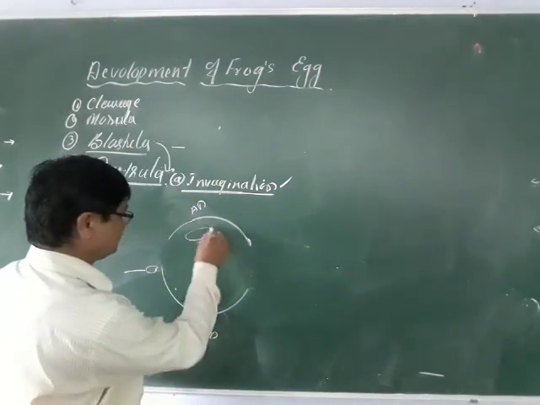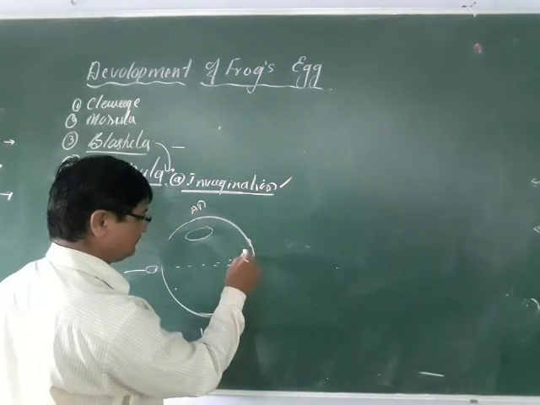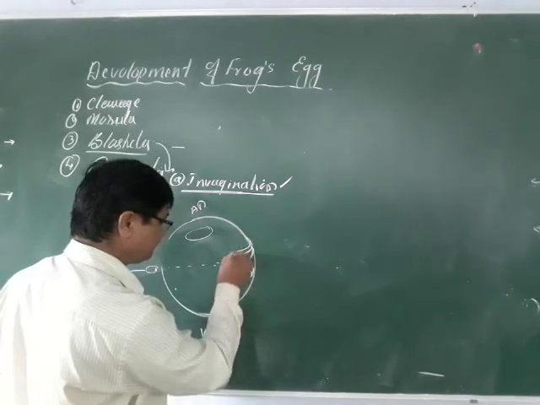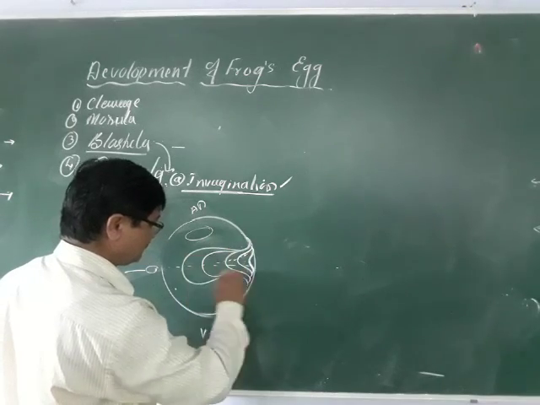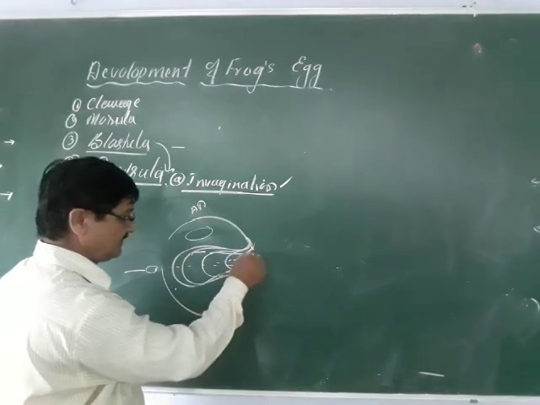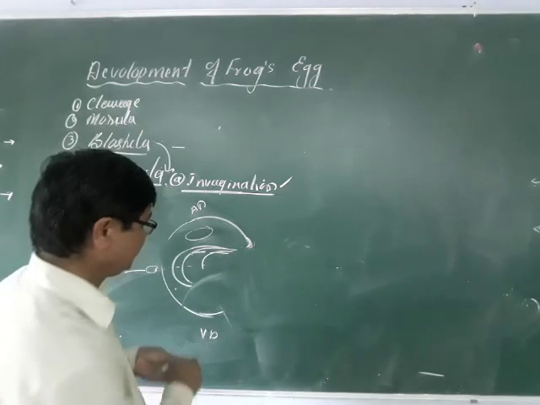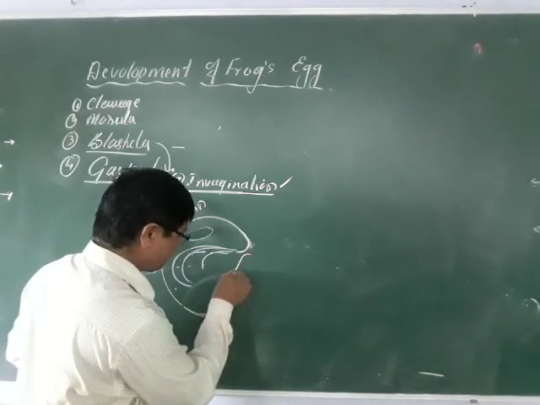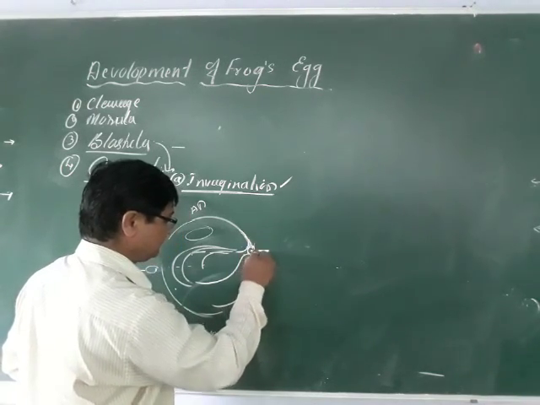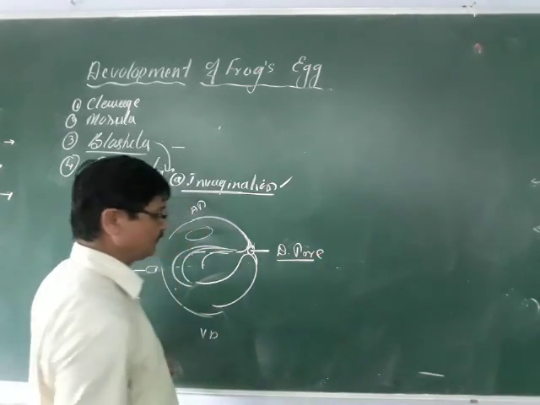Imagine this is the egg, this is the equator, and this is the dorsal side of the grey crescent. So it goes on like this way, and ultimately it forms like this. The cells go here and develop like this, and this is called the pore. This is called the dorsal pore.